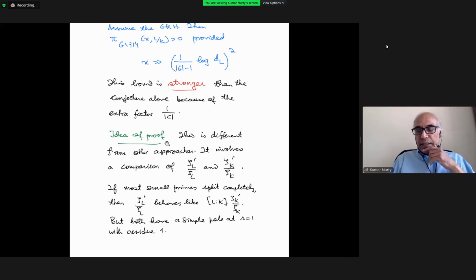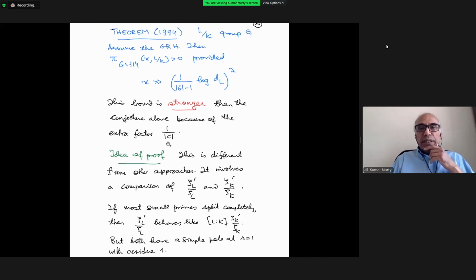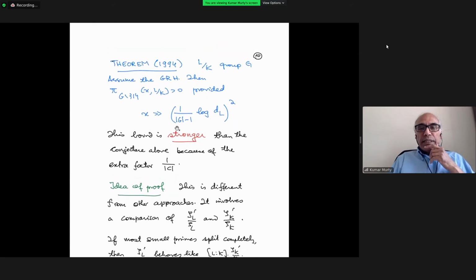Okay, so that's the idea of the proof of that. That's the only instance where we have a bound that really depends on the size of the conjugacy class, and it's in fact stronger than what I'm conjecturing.